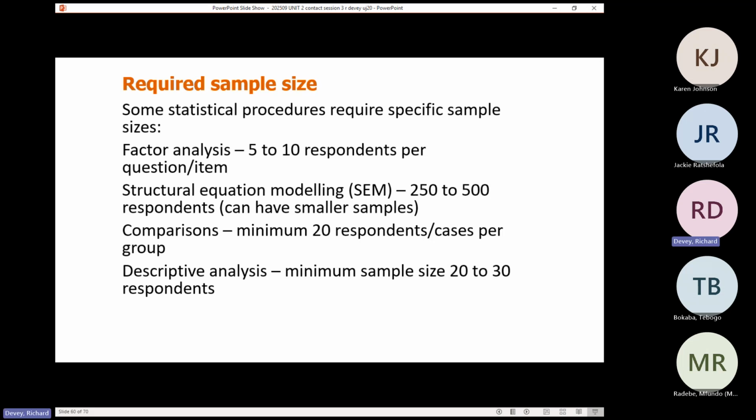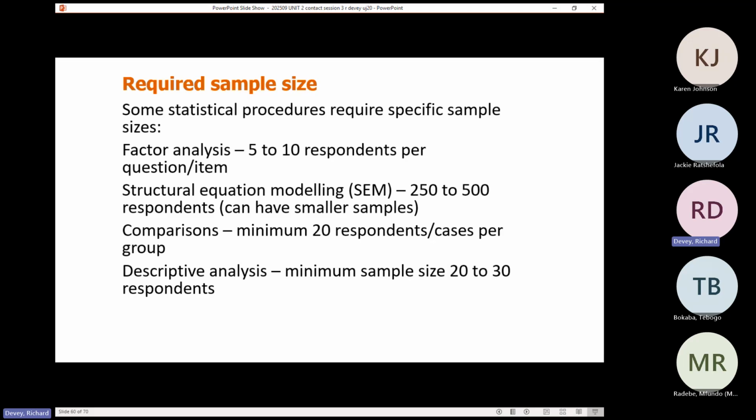If you're comparing groups, our recommendation would be a minimum of 20 per group, but it also depends on what you measure, what you're comparing for the groups. So whatever measurement you are using, if students want to compare groups, we would say at least a minimum of 20 per group. And then if the student is doing descriptive analysis, we would say minimum sample size 20 to 30.